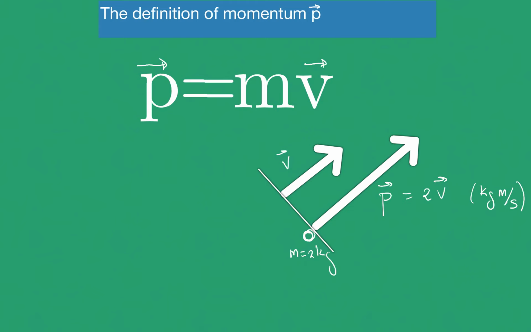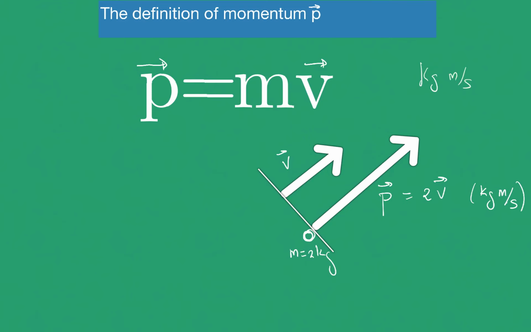Okay, so let's go now to define the momentum of the object. The momentum of the object is a vector. It contains more information than the vector velocity by itself. The momentum P is a vector and is defined as the mass times the velocity. So the unit of momentum is kilograms meters per second.